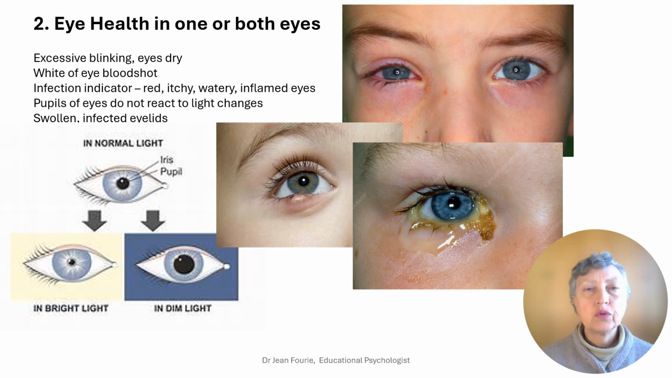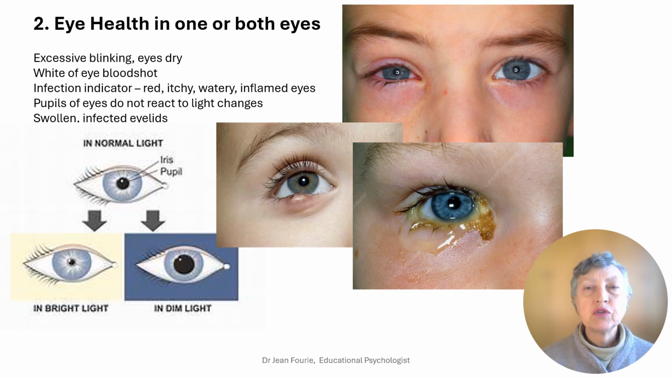In Part 2, observe and record the general health of the child's eyes. These are symptomatic indicators of possible infections or conditions that require further medical intervention. Observe and record if there is excessive blinking, very dry eyes, the white of the eye is bloodshot, eyes are red, itchy, watery, and inflamed. The eyelids could be swollen or pussy with the lashes sticking together.